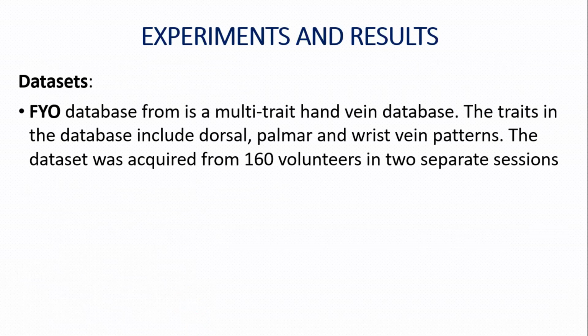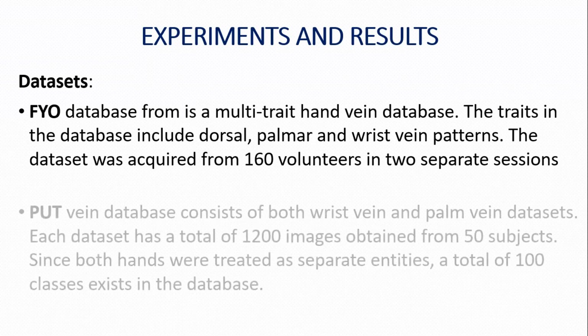Okay. Now, to test this model, we have used 3 databases. The first one is the FYO database, which is a multi-trait hand database. It has dorsal, palm, and wrist vein patterns. The dataset was acquired from 60 volunteers in 2 separate sessions. But since our focus is on palm vein in this experiment, we have used only palm from this database.